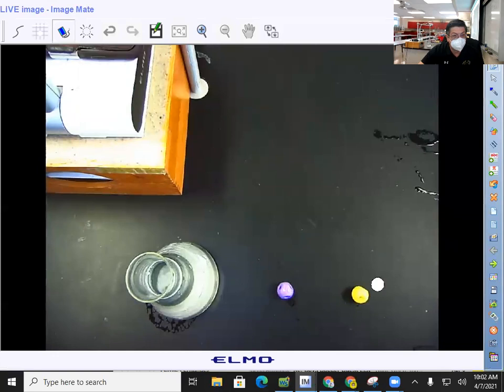This way. All right, and then can I move this one? Let's move this one over here so it's out of my way.